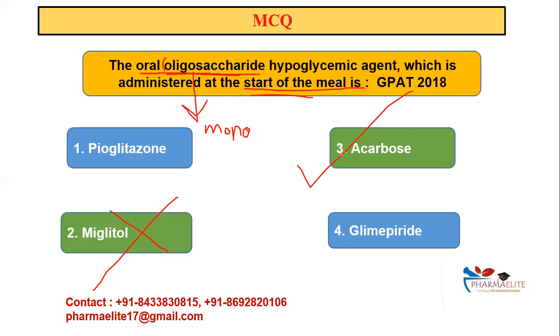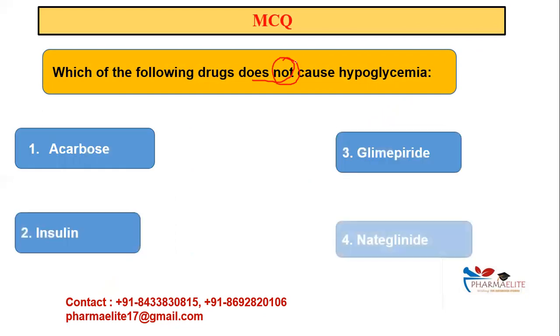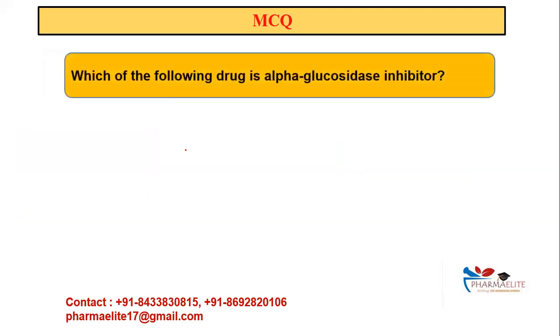Coming on to the next question, which of the following does not cause hypoglycemia? So we know which cause hypoglycemia. We have already seen that insulin does, and because of it hypoglycemia occurs. That is a major disadvantage. Again, sulfonylureas, repaglinide, nateglinide, all of these cause hypoglycemia, but the one which does not cause it is our Acarbose. So it has an advantage that it does not cause hypoglycemia. Remember this.